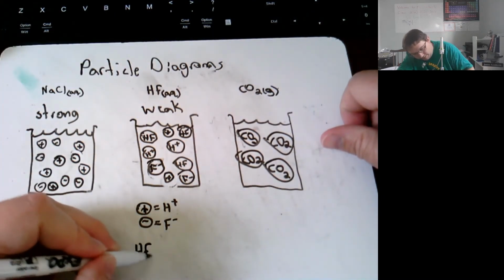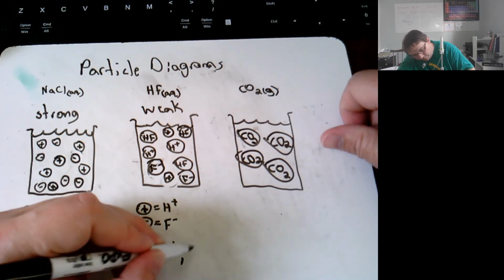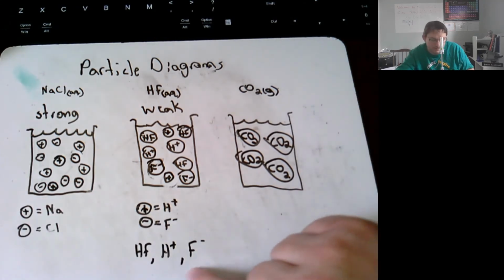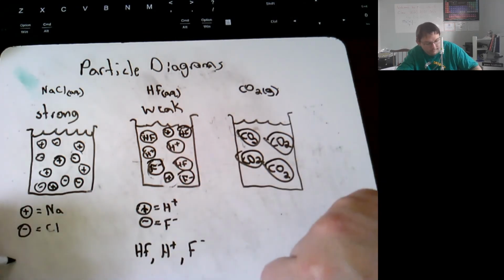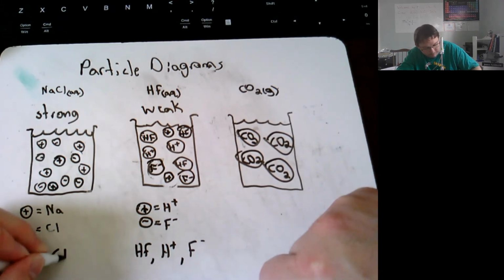You're going to have HF, you're going to have H plus, and you're also going to have F minus. All of those species are present in the solution, whereas over here, you only have Na plus and Cl minus.